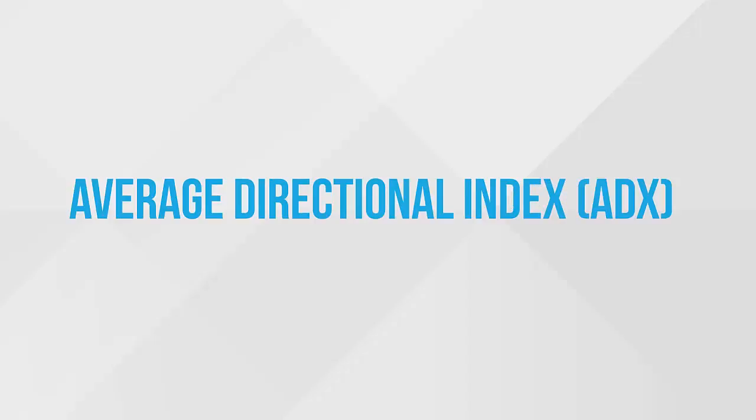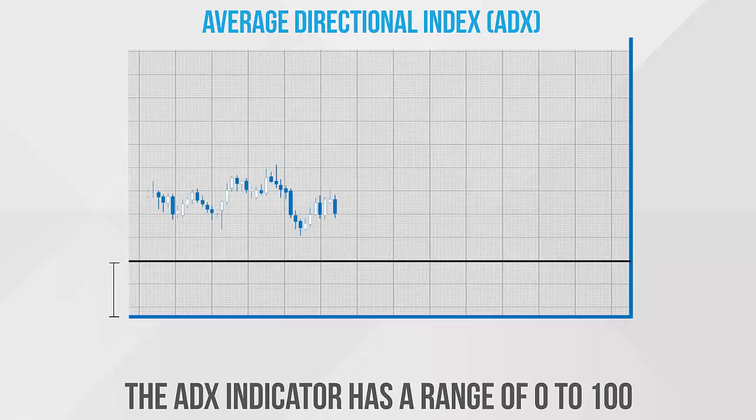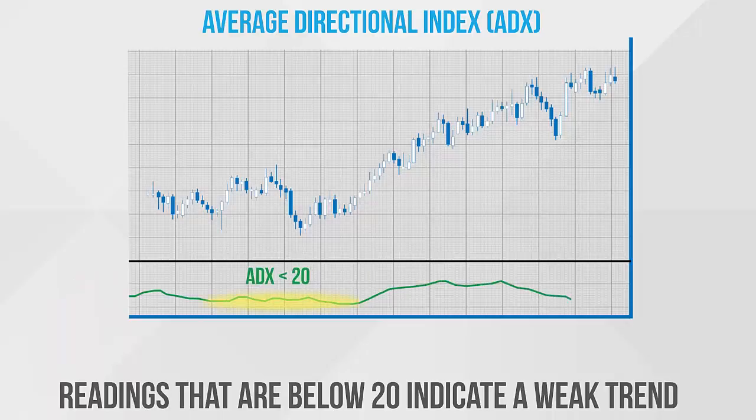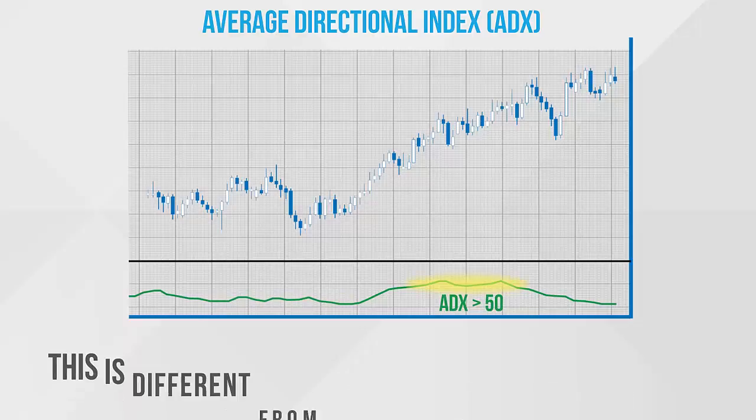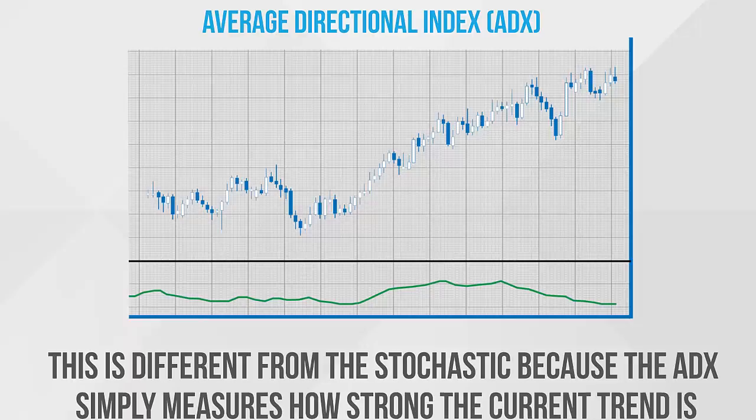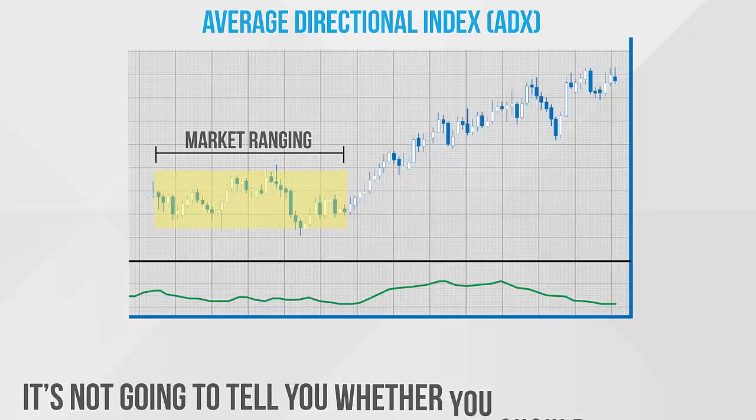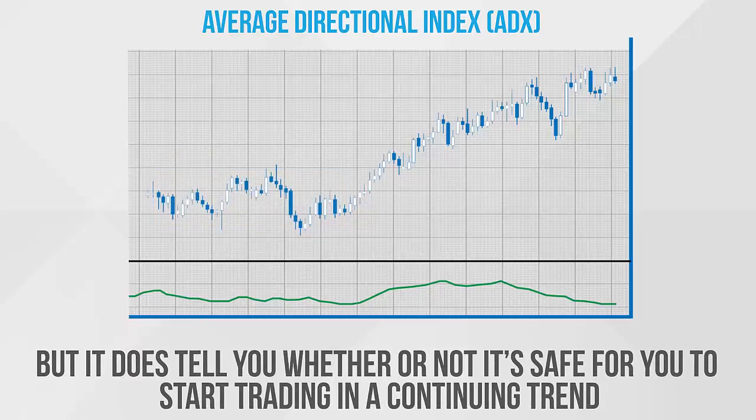Average Directional Index. The ADX indicator has a range of 0 to 100. Readings that are below 20 indicate a weak trend. Readings above 50 indicate a strong trend. This is different from the stochastic because the ADX simply measures how strong the current trend is. This indicator is used to determine whether a market is starting a new trend or if it's ranging. It's not going to tell you whether you should buy or sell, but it does tell you whether or not it's safe for you to start trading in a continuing trend.